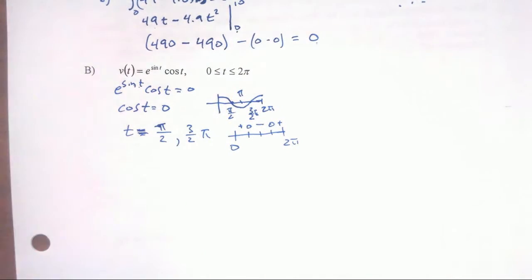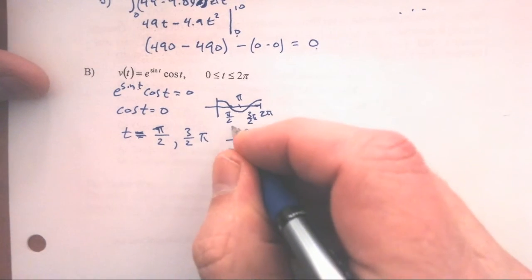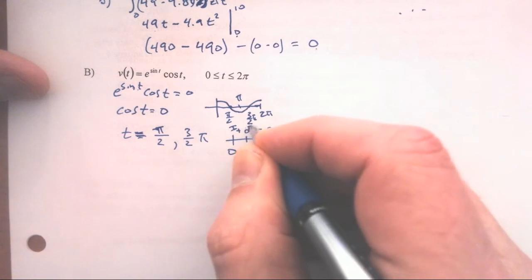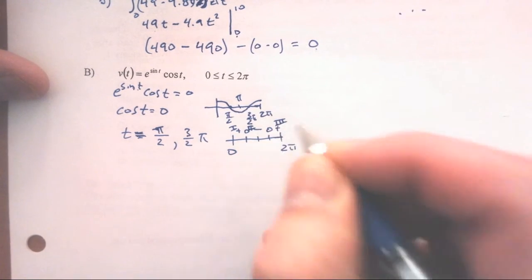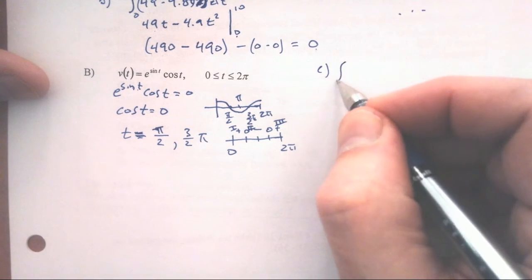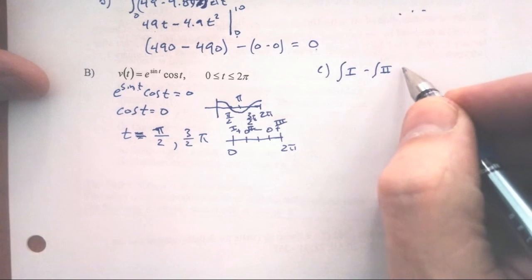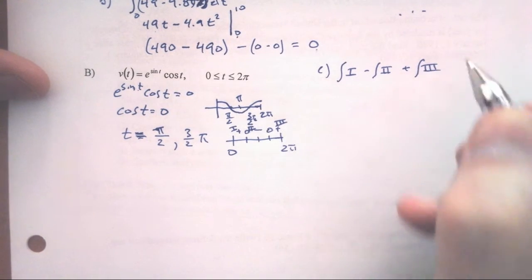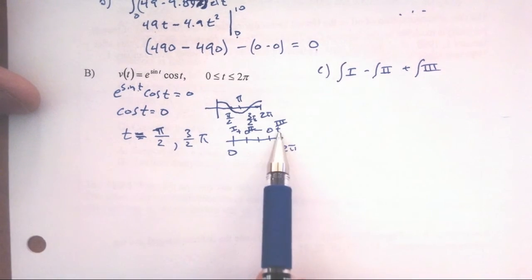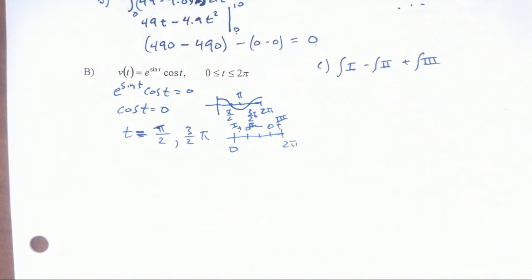So if I call this region right here, take a look at this. I'm going to jump right to C for a second. If I call this region 1, region 2, I know I'm squeezing it in here, region 3, for part C eventually, I'm going to want the integral of region 1 minus the integral of region 2 plus the integral of region 3. Because region 3 is positive, region 1 is positive, but region 2 is negative. Okay? So this makes some sense.